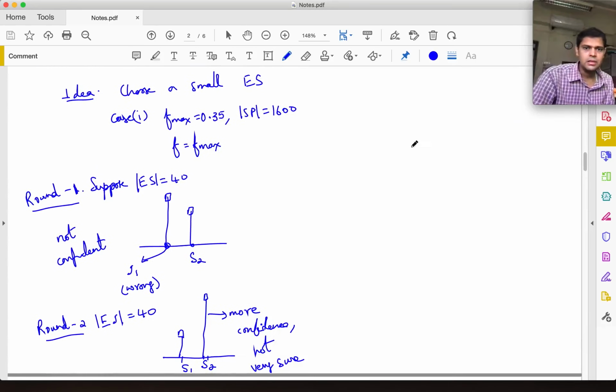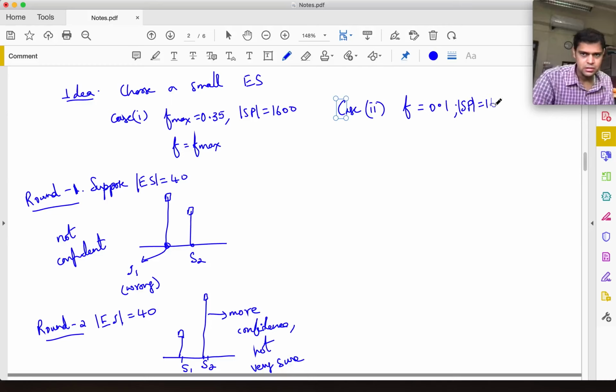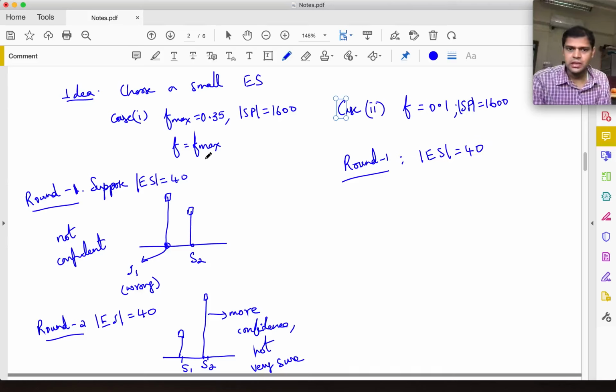So let's look at the case when f is much smaller. Let's say that f is equal to 0.1, right? And let's say that the size of SP is 1600. So let's say again we choose ES is equal to 40. So the thing is, we don't know what f is. We are designing for a worst case in this miracle algorithm, but we don't know what f is. So we don't know a priori.